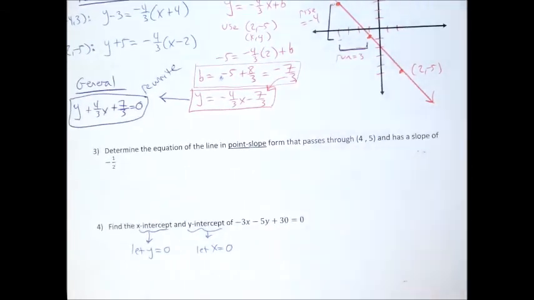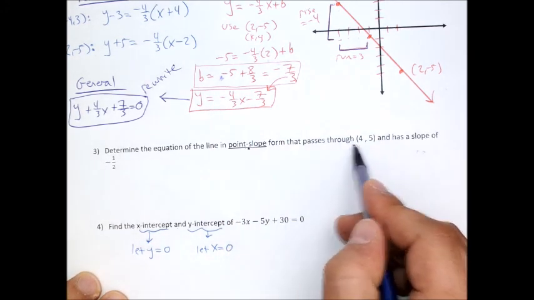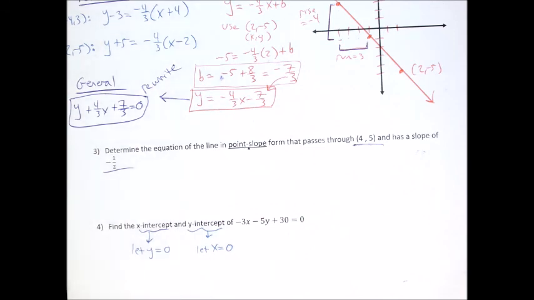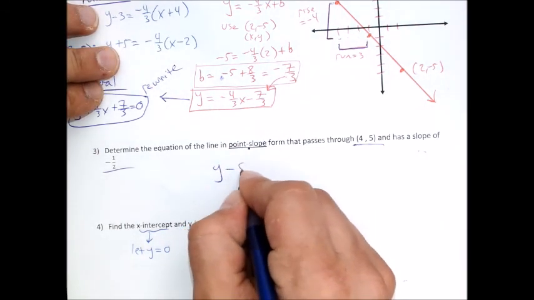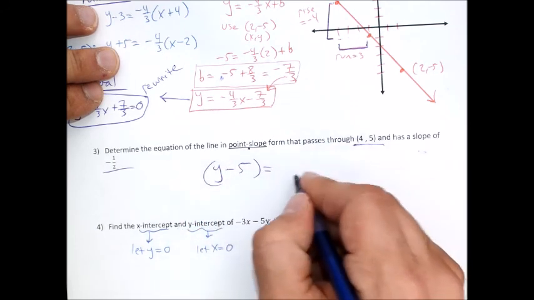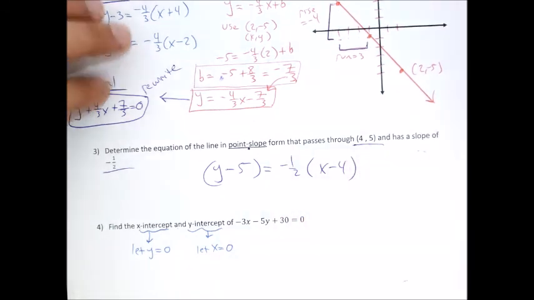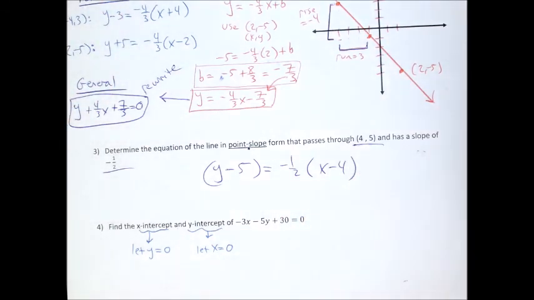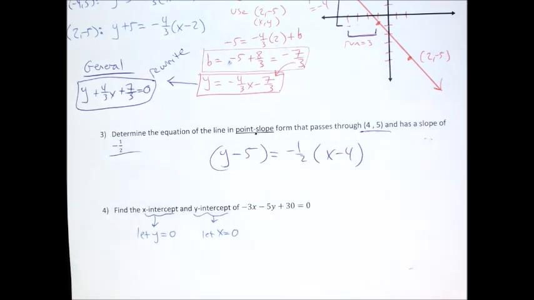For number 3, to find the point-slope form, if we want point-slope, we just need a point and a slope. And this one gives us both those things. So this one's very straightforward. The point-slope form is just y minus the y value equals the slope times x minus the x value. That one's fairly straightforward.